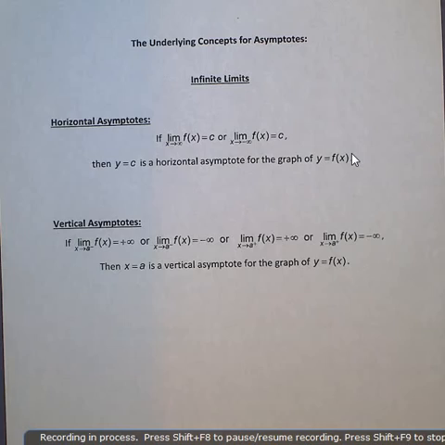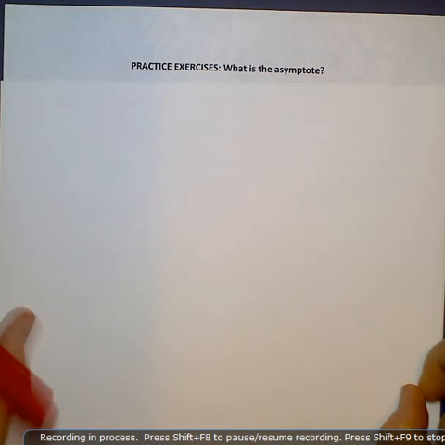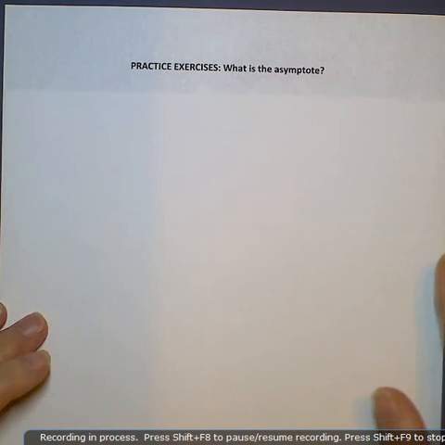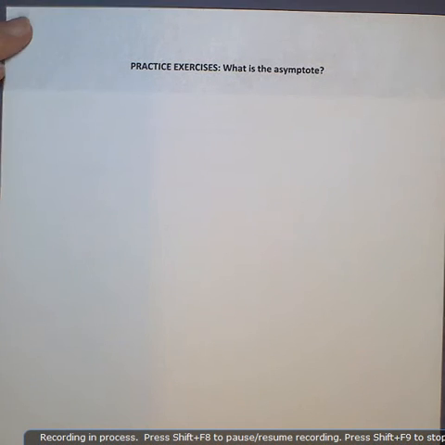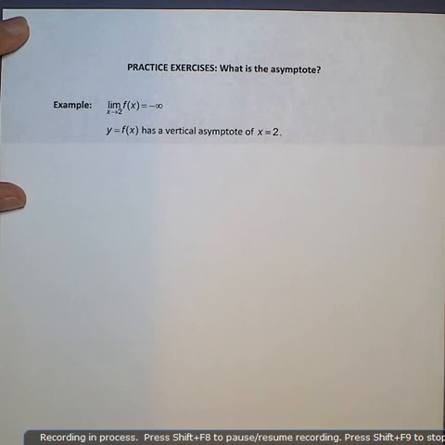So now let's check our understanding. I'm going to give you some limit statements, and I want you to tell me if the graph has a vertical or a horizontal asymptote and what the equation of that asymptote is. So for example, if I give you the limit as x approaches 2 of f of x equals negative infinity, what you say is y equals f of x has a vertical asymptote of x equals 2.